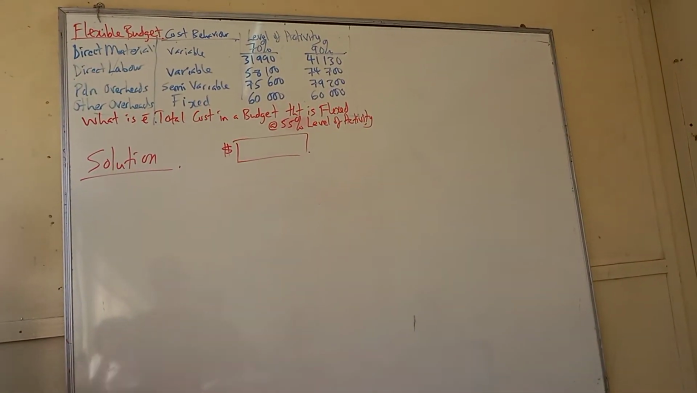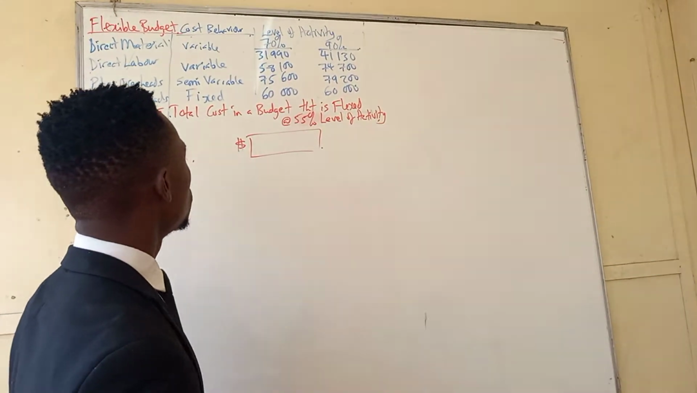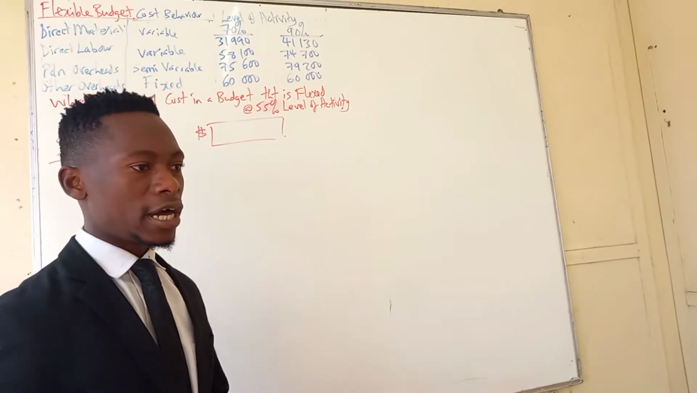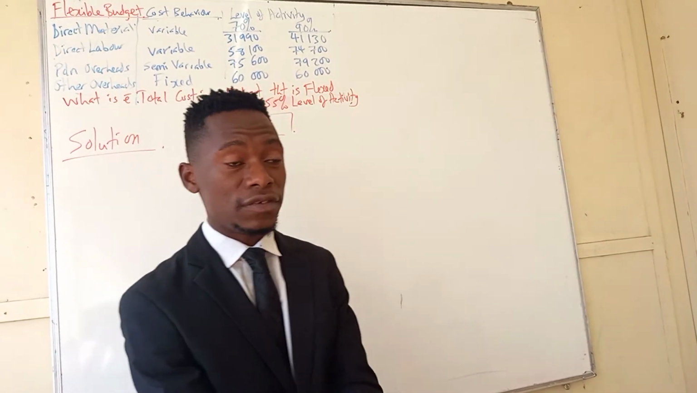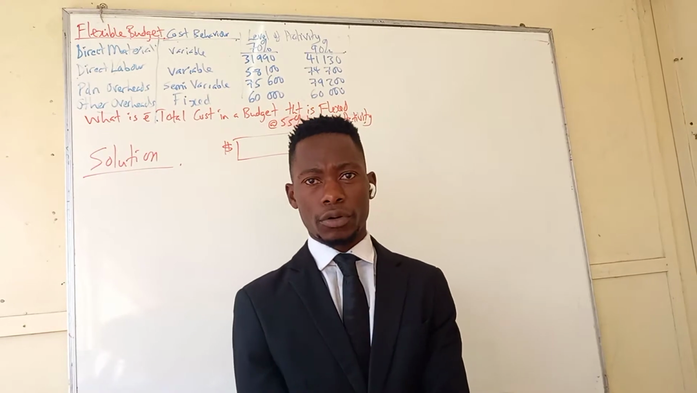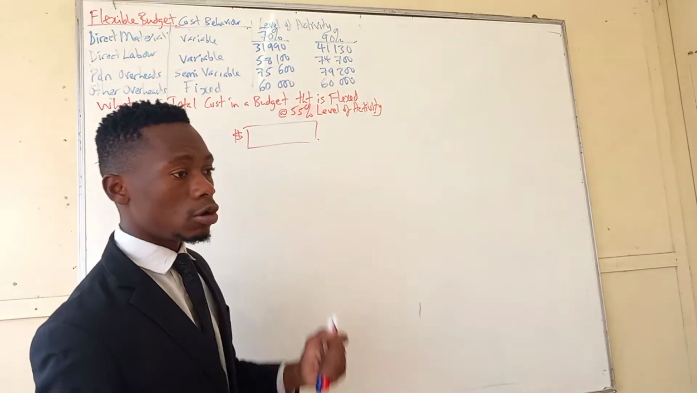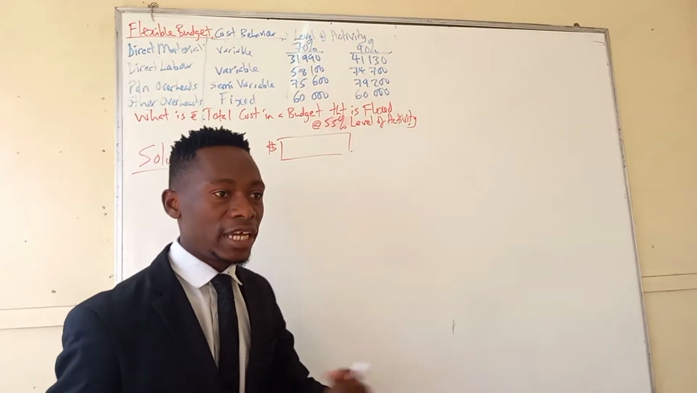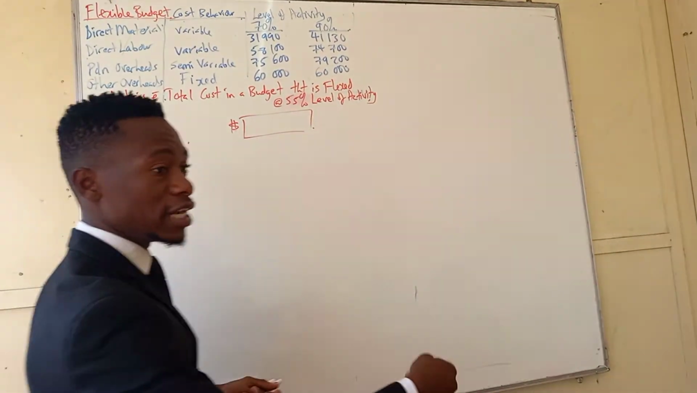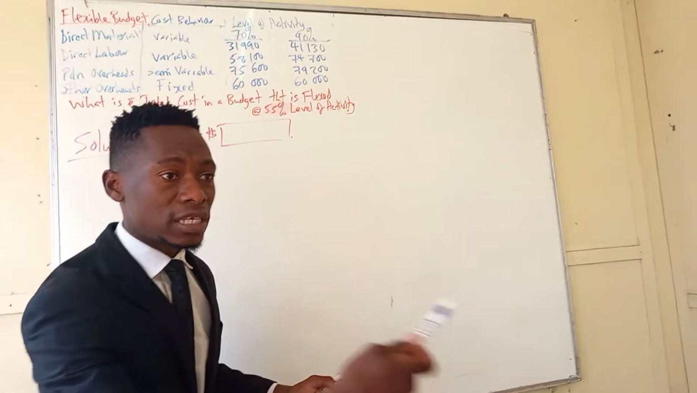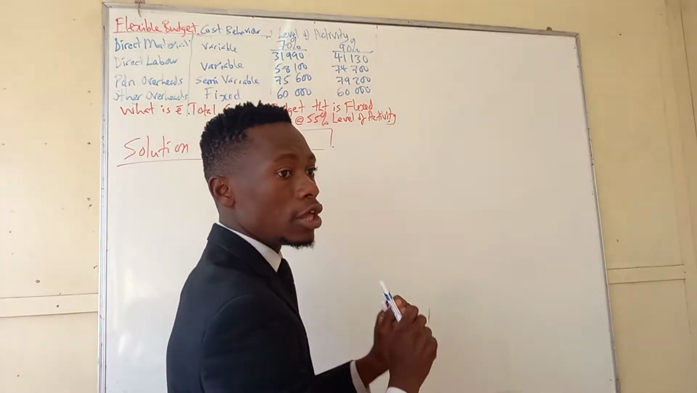Here we have the material, the labor, the production overheads, and other overheads. What about the cost behavior? Some costs are variable, some are fixed, some are semi-variable. A variable cost is a type of cost that changes as the level of activity changes. Look at this question. At the level of activity of 70%, for material, we are incurring 31,990. But if you want to produce at a level of 90%, the cost is expected to change. It increases. If you increase the activity level, your cost increases.